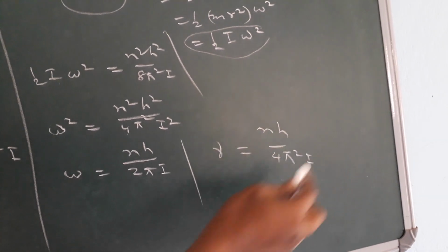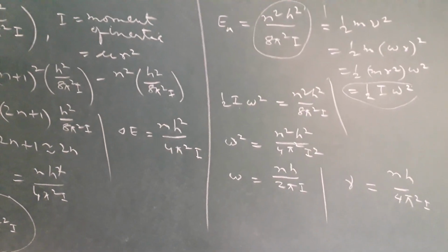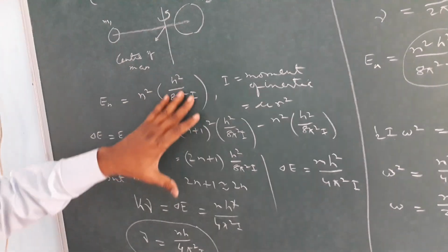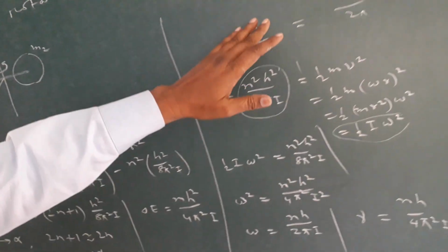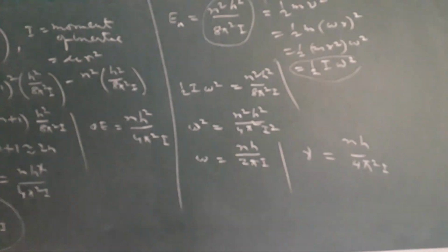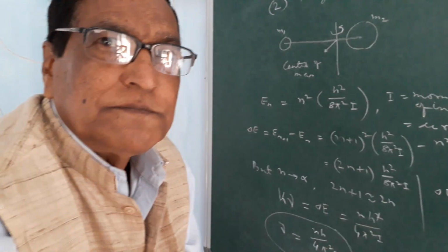And according to classical mechanics, this system frequency must be equal to the frequency of radiation for its resonance. So the frequency of radiation calculated by quantum theory and the frequency calculated by classical theory, both these two are found to be the same, and this is Bohr's correspondence principle.